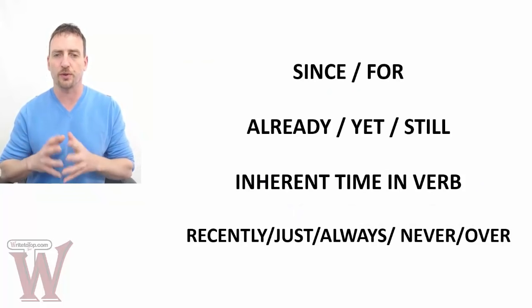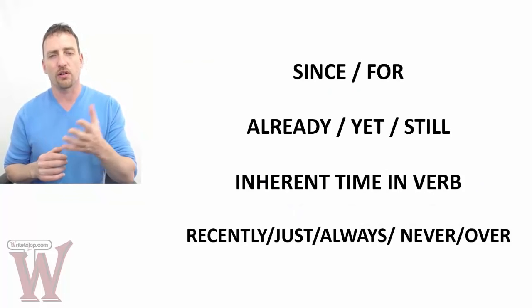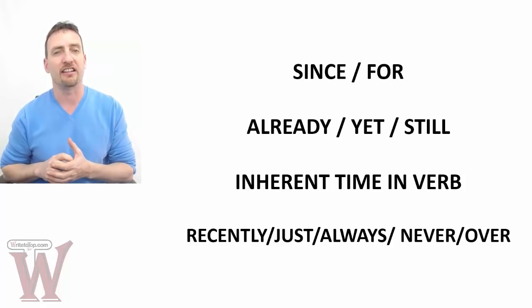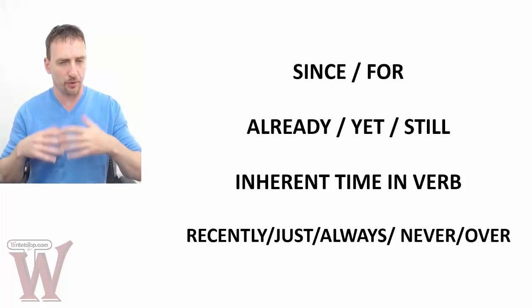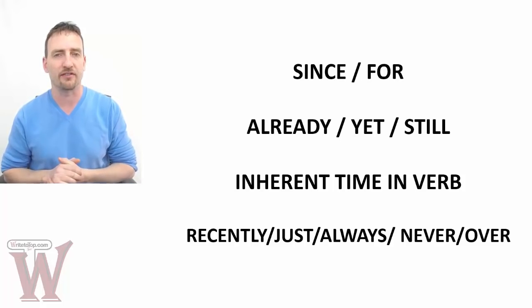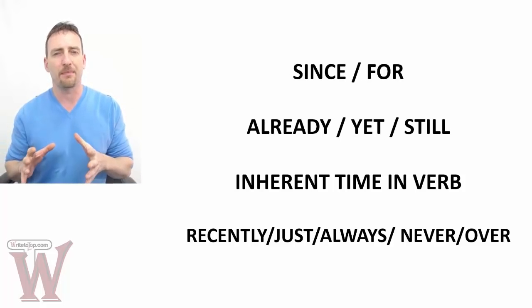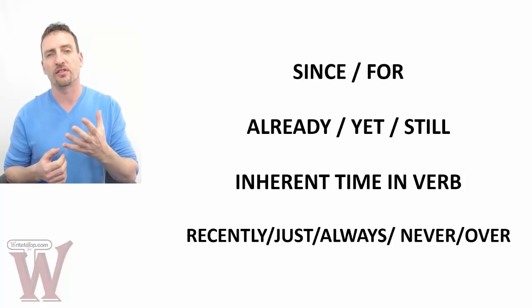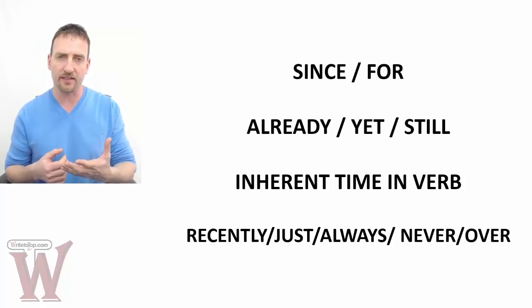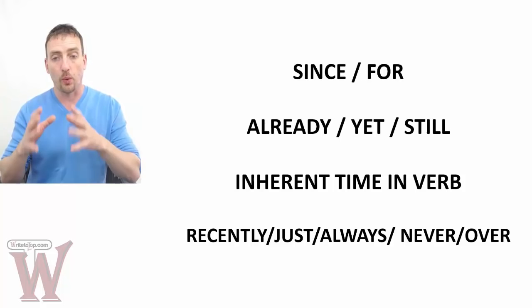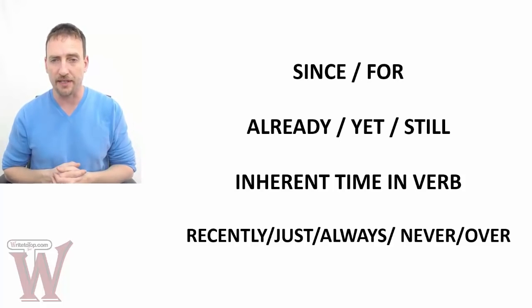Now, what do I mean by time expressions? Well, let's look at the ones we're going to look at. Since and for, already, yet, and still. And then especially the ones that are inherent in the verb. And I'm gonna explain that as we go along. And then a few more. Recently, just, always, never, and over. So these are the time expressions that we are going to use with the present perfect. And it's very important to know how to use them, when to use them, and to make sure that you match your present perfect verb with these time expressions.